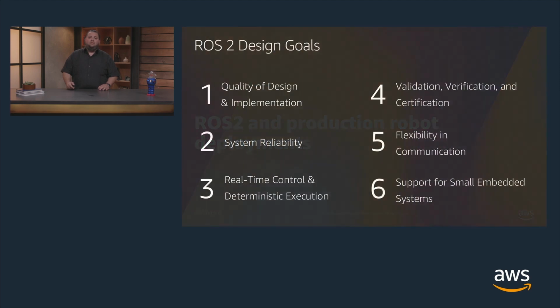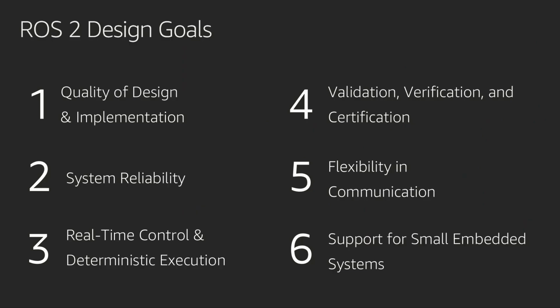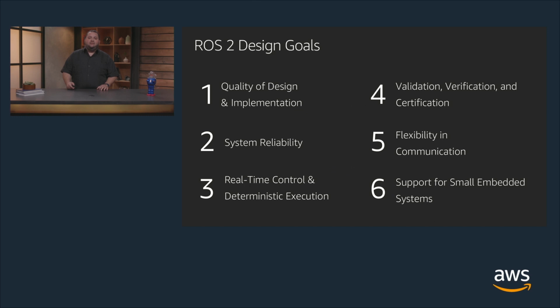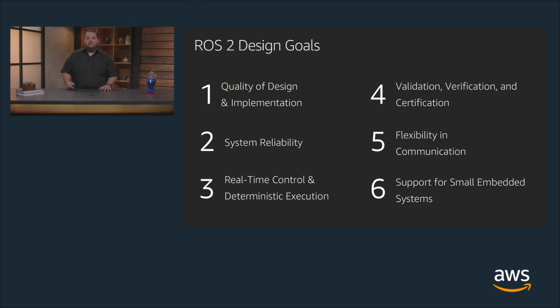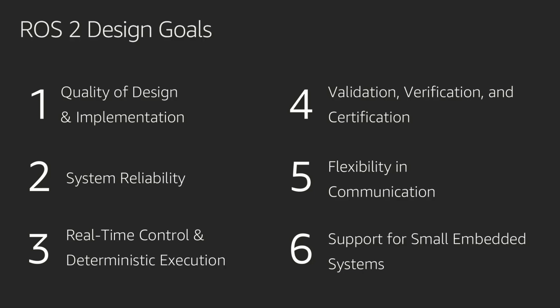However, because ROS was built for research and development, it lacks certain basic features like security, reliability, and being able to be certified. So with this in mind, there's a development of the next generation of ROS called ROS2, which improved the quality of design and implementation of ROS1. It adds systems reliability for the distributed networks. It adds native support for real-time control and deterministic execution, which was a key feature missing in ROS1. And it also opens the door for being able to validate, verify, and certify ROS applications.